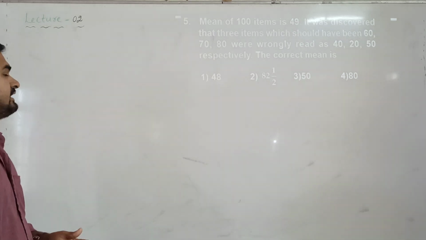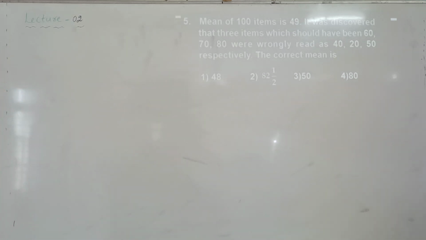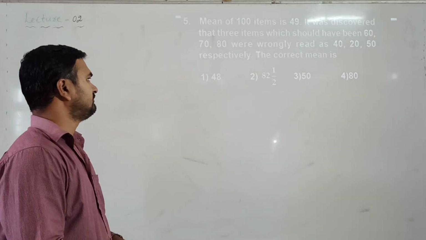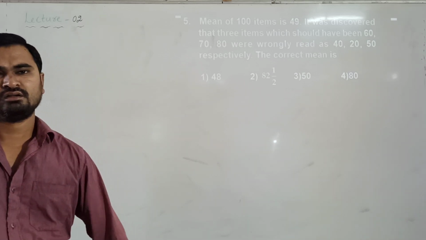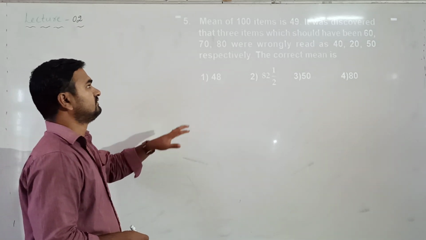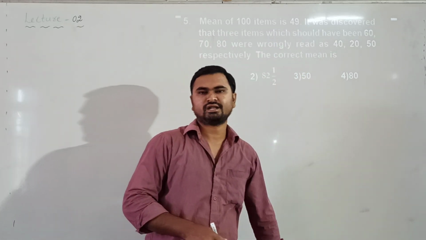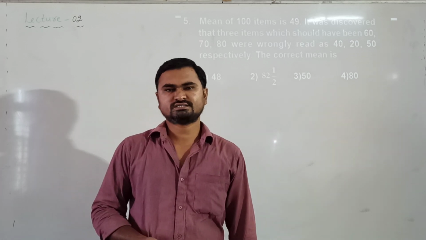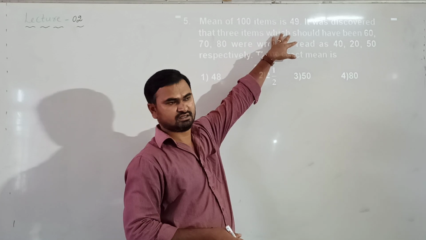The mean of 100 items is 49. It was discovered that 3 items which should have been 60, 70, 80 were wrongly read as 40, 20, 50 respectively. Then the correct mean is. So given that the mean of 100 items is 49, we are taking 100 observations. Now for these 100 observations, the mean is given as 49.